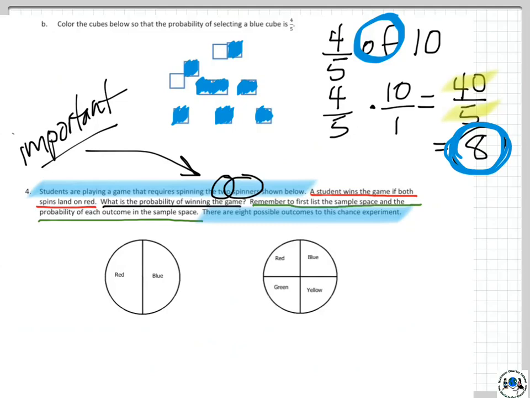And if you want to, you can look back at a very similar problem with the coins, flipping coins, heads and tails. So go ahead and put that together and give us a probability of winning the game, and come on back.